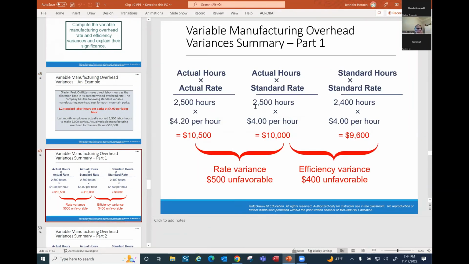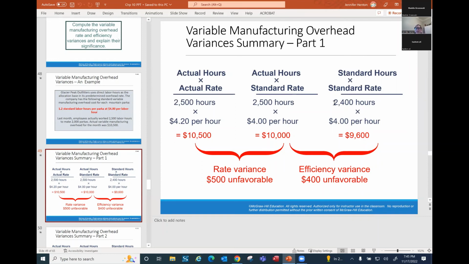And then we have the 2,500 times 4, which is given to us. It's 10,000. So we look to see, is the actual per hour lower or higher than the standard? Well, the estimate was 4. Actual comes in at 4.2. We know we're going to have an unfavorable variance, so we just take the difference, and that's $500 unfavorable.